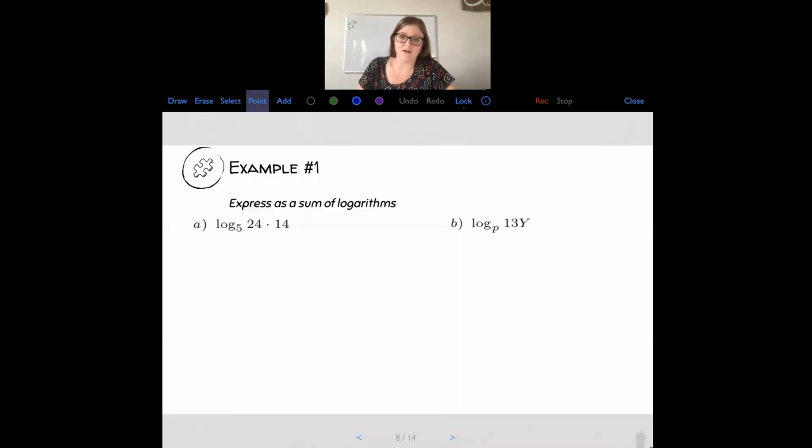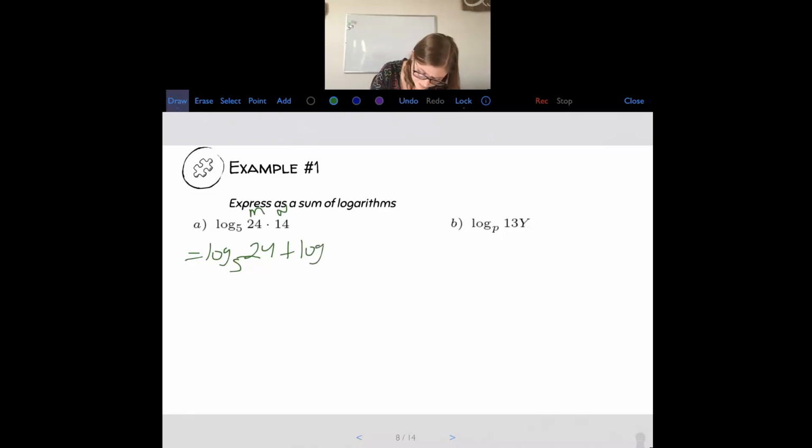So let's see what that looks like. Expressed as a sum of logarithms. So we will use what we just called the product rule for this. Okay, so 24 and 14 are what are being multiplied, and 5 is the base. So whenever you're rewriting logarithms as a sum, a difference, power, etc., you keep the base that you're given, unless you're using the change of base formula. Okay, so this would look like, this is my m and this is my n, so I'd have log base 5 of 24 plus log base 5 of 14. Now you're not being asked to evaluate this or to find it, you're just being asked to write it as a sum of logs. So here is the sum of logs.